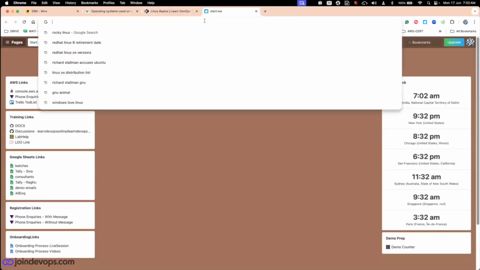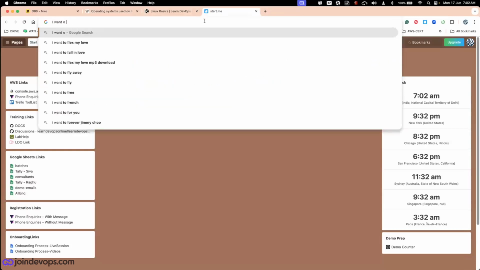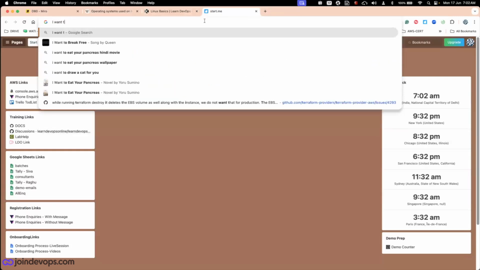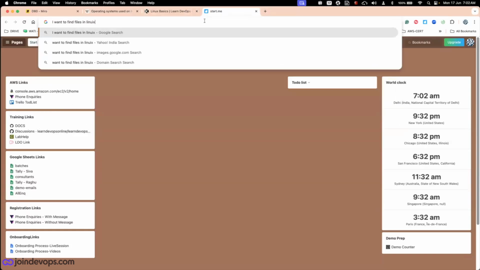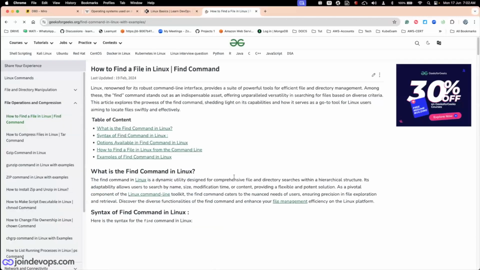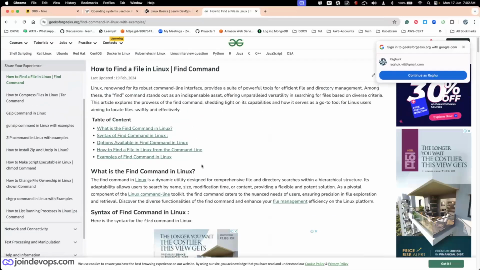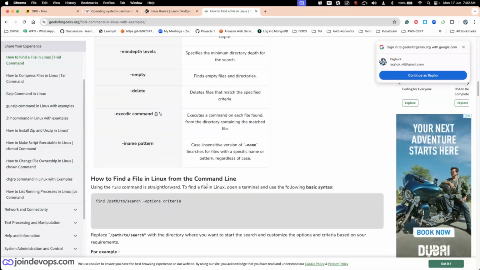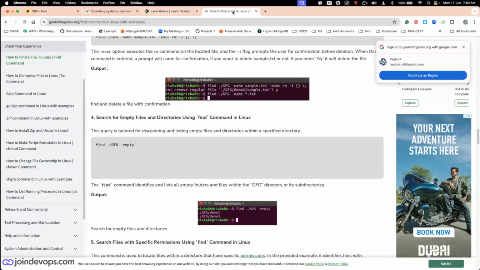Let's say I want to find some files, and I don't know the command. I search for how to find files in Linux. At least you should be able to search for what you want. Then you start getting the answers, because there's a hell of a lot of data available. They tell you the find command in Linux will help you. There are some options and examples; go through them, understand them, read them, and you will be able to do it.